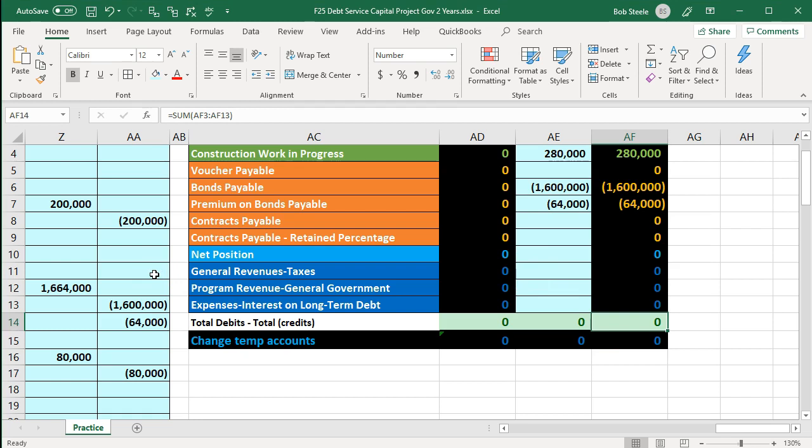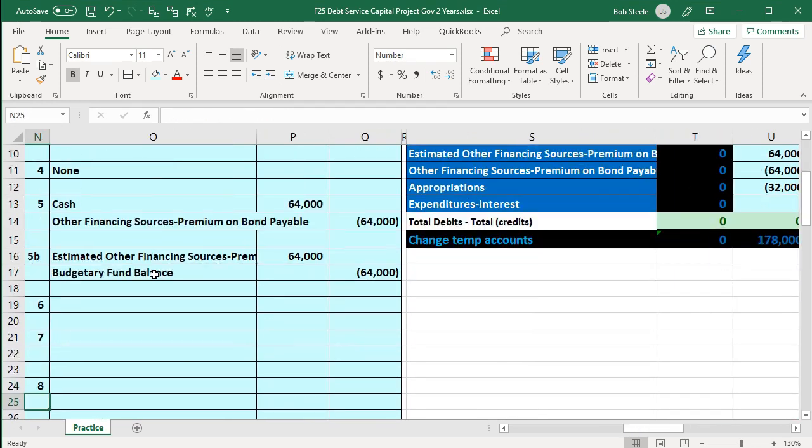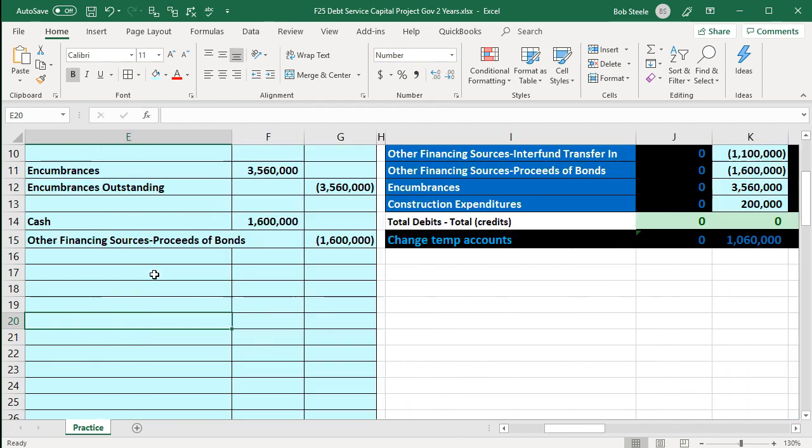Now, there's nothing happening to the debt service activity here, so no debt things are going on. So we're going to say number 6 on the debt service, in column O, no activity. And then we're going to go to the capital projects.